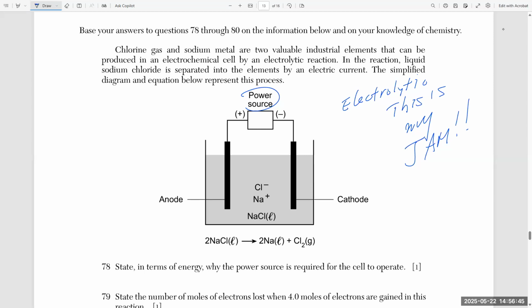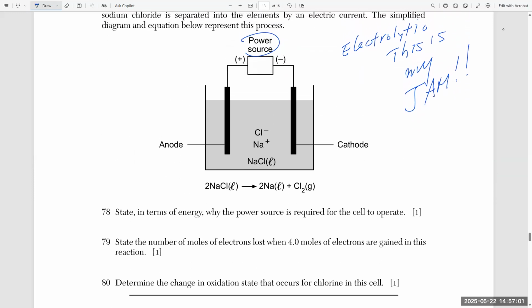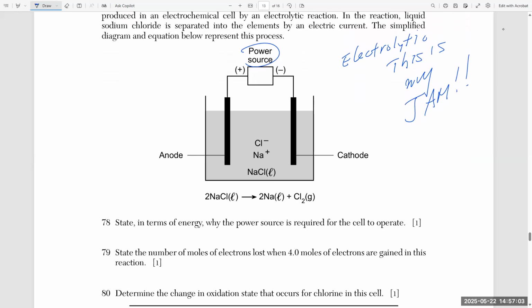Let's go. Chlorine gas and sodium metal are two valuable industrial elements that can be produced in an electrochemical cell by electrolytic reaction. In the reaction, liquid sodium chloride is separated into elements by electric current. The simplified diagram equation below represents the process. Okay, so let's go. State in terms of energy why the power source is required for the cell to operate? Well, duh. What does that mean?